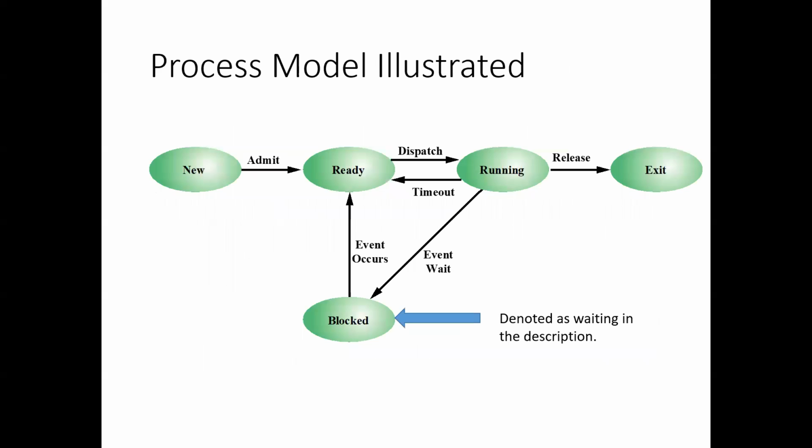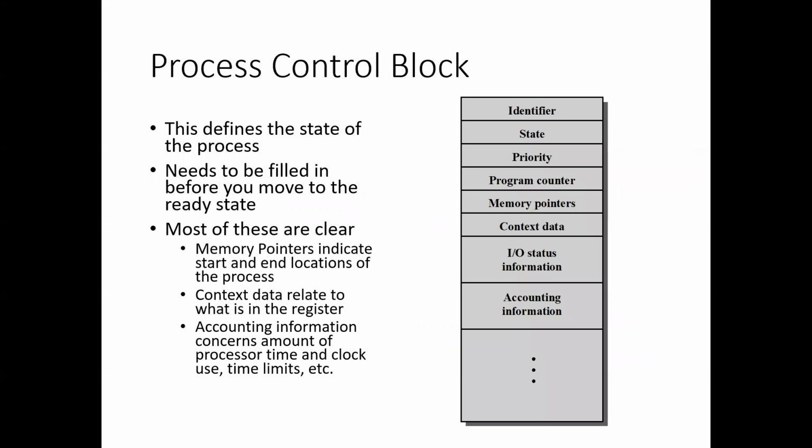So here's what the process model looks like. You get a new process, it gets admitted, and then it becomes ready. The dispatcher sends it to the processor where it's running. If it has a timeout, it goes back to ready. If there's an event wait, such as IO, then it goes to blocked or waiting. And if an event occurs and unblocks it, it goes to ready, and then it can get access to the processor again. After it's done, it gets released and it's allowed to exit.